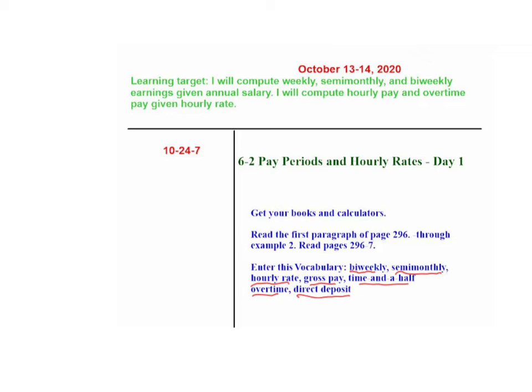So, I am following this slide with slides of the reading that is required. You can obviously stop the video and read the entire slide. I'm not going to spend a huge amount of time, just a few seconds on each slide. And these words, they're defined in the pages: biweekly, semi-monthly, hourly rate, gross pay, time and a half, overtime, and direct deposit. They were also available in the glossary of the PDF of the book that I sent you.